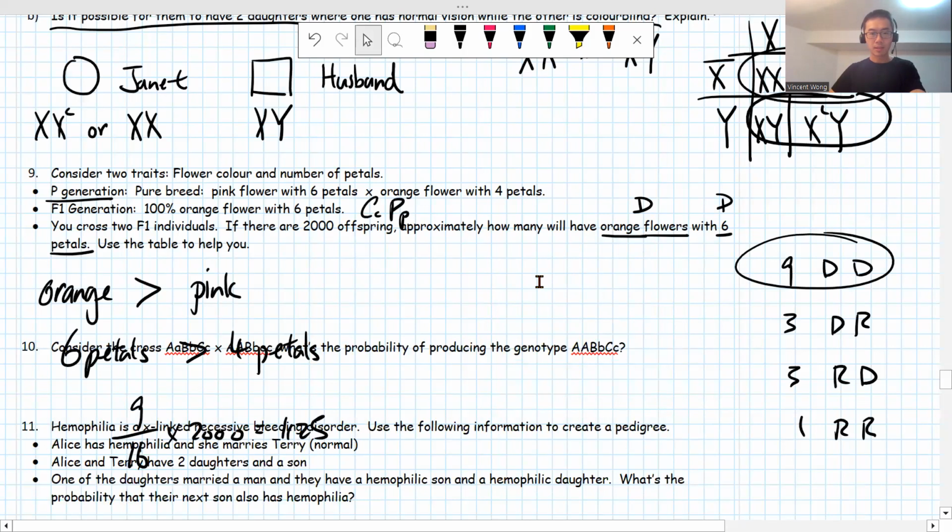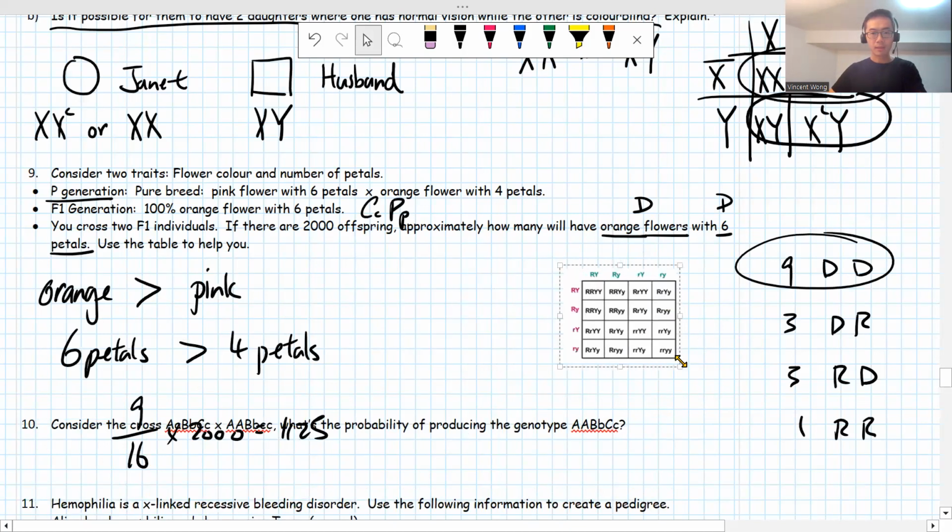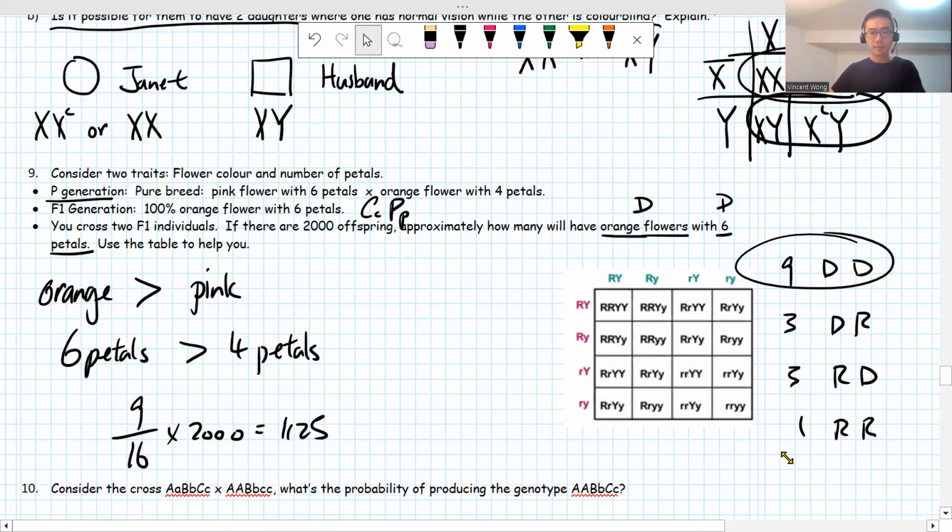Hold on, give me a second. It should be coming. There it is. Okay. It should be this chart.